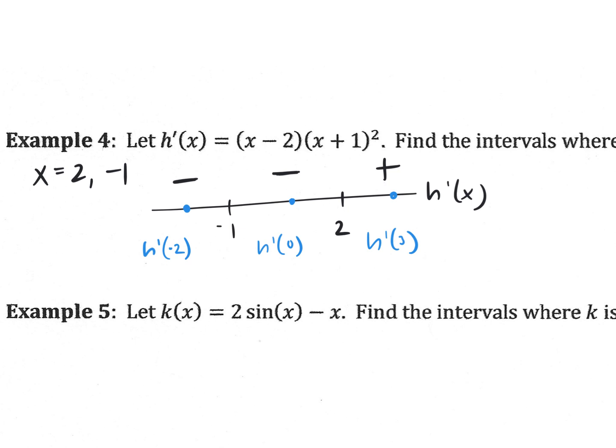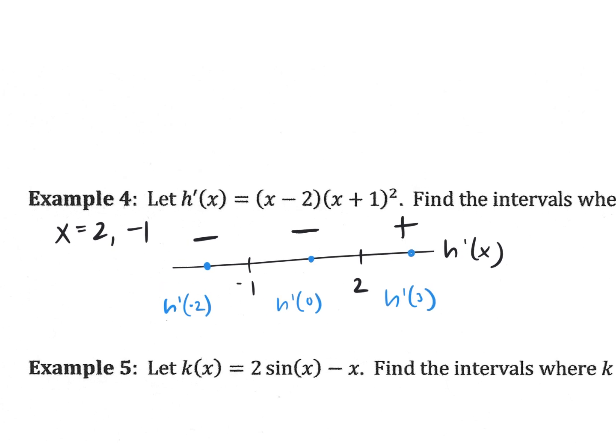Anyone have any idea what that function h of x would look like if it's decreasing on both? It's going down, right? So it starts by going down, and then I get to negative 1, and then what happens? It's not an asymptote, but it's going to keep decreasing. And then it's going to get to 2, and it's going to start increasing.